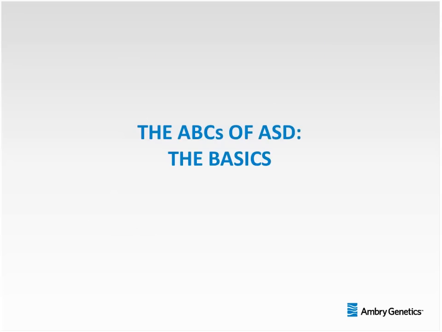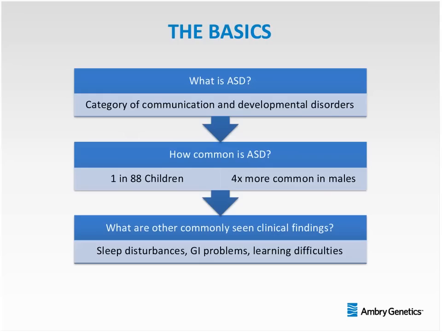So onward, the ABCs of ASD. The first thing I'd like to say is that autism spectrum disorder is a category of communication developmental disorders. It isn't just one thing. However, when we group autism spectrum disorders together, there are approximately 1 in 88 children being diagnosed with autism spectrum disorders today. It is about 4 times more common in males than females, and that means that a lot of families are coming into their pediatricians or to a geneticist, genetics clinic, developmental pediatrician, or neurologist with problems that get pooled into the autism spectrum disorder group.